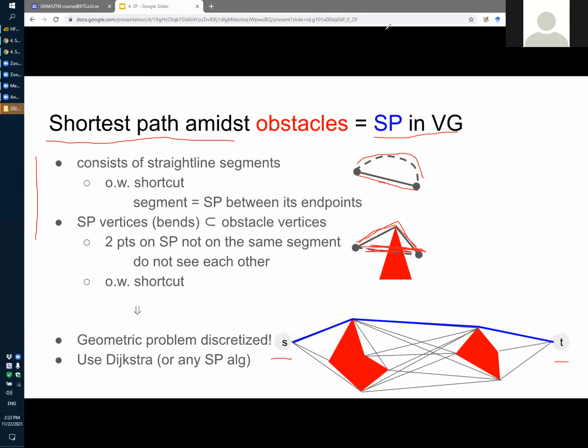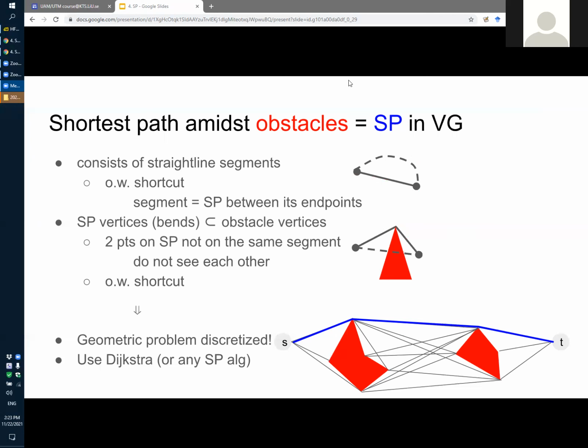So all in all, the shortest path in a geometric domain consists of straight line segments that go from vertex to vertex. It starts at S, goes to a vertex, goes to another vertex, and ends at T. In other words, the visibility graph is rich enough to contain the shortest path between S and T.